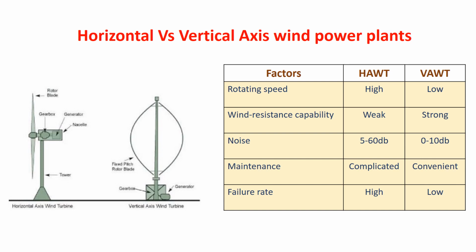Vertical axis wind turbines are often used in small-scale applications, such as residential or community-based installations, and in niche environments where their unique design characteristics can be advantageous. However, for large-scale wind power generation, horizontal axis wind turbines remain the more prevalent choice due to their high efficiency and greater scalability. Horizontal axis wind turbines' rotating speed and failure rate are higher than the vertical axis wind turbines. Maintenance is also more complicated than vertical axis wind turbines.